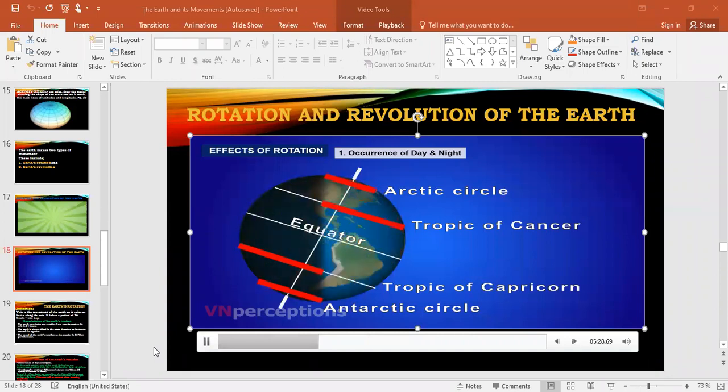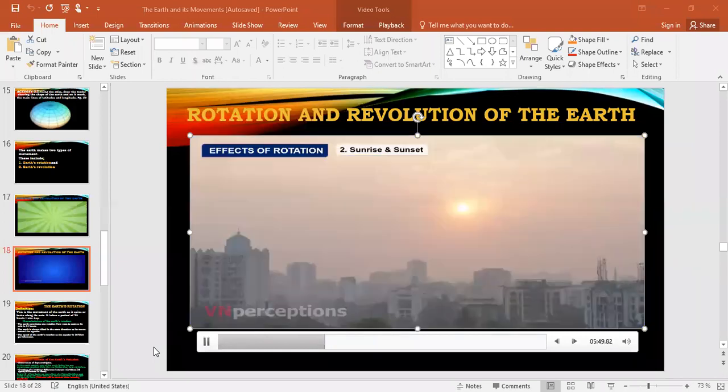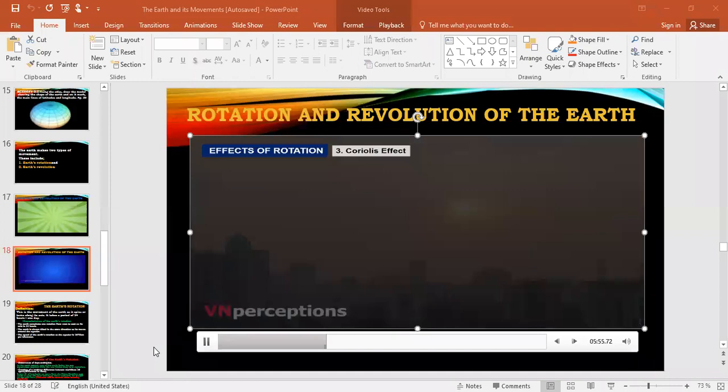The length of the day varies with respect to latitude but also seasons, and we shall be learning about them gradually. Then it is the sunrise and the sunset. This happens because of rotation of the earth. Then it is the Coriolis effect.